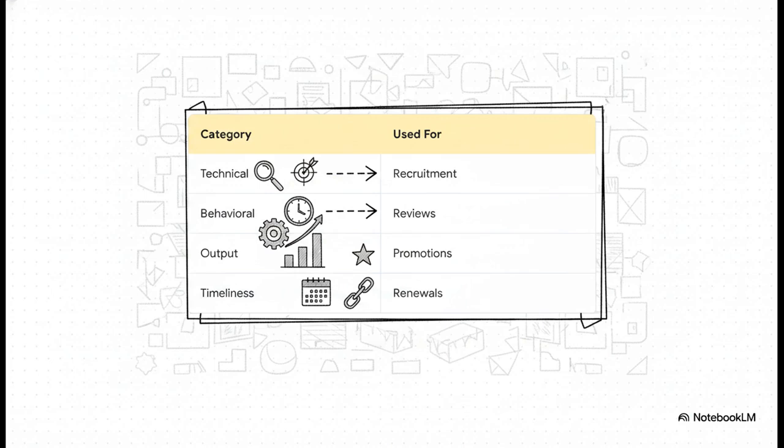Now, what's really interesting about this slide is how this quantitative matrix guarantees absolute fairness and auditability throughout an employee's entire life cycle. Specific scoring categories are tied directly to specific outcomes. So technical skills, strictly scored for recruitment. Behavioral competencies, measured during annual reviews. Output quality and quantity. Those strictly dictate promotions. And timeliness and compliance govern contract renewals. Everything is measured and everything is completely transparent.